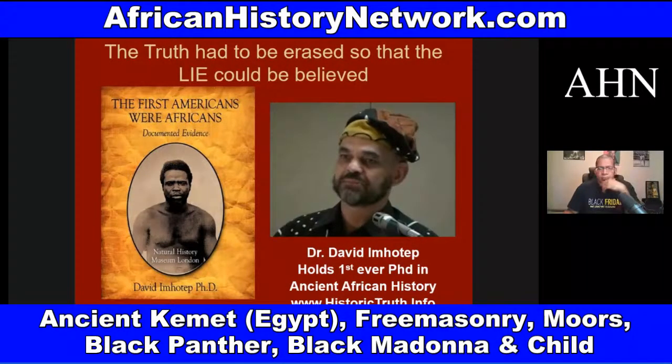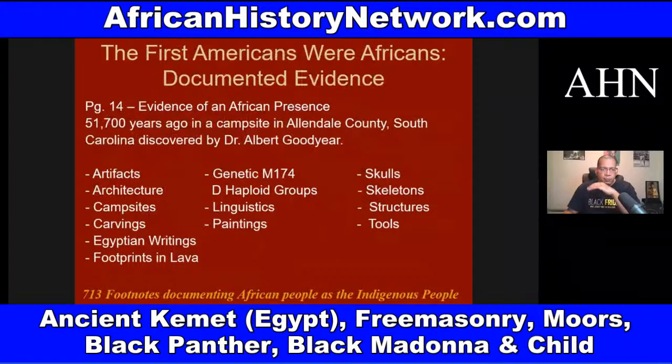Dr. David Imhotep wrote the book, The First Americans Were Africans, Documented Evidence. It first came out in 2011. He just released in late 2021 an updated book, The First Americans Were Africans, revised and expanded, which has about 200 additional pages of new research. His book deals with the African presence in North, Central, and South America going back at least 56,000 years ago. In North America, the land that today we call the United States of America, going back at least 51,700 years ago.